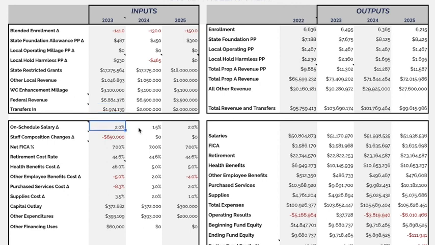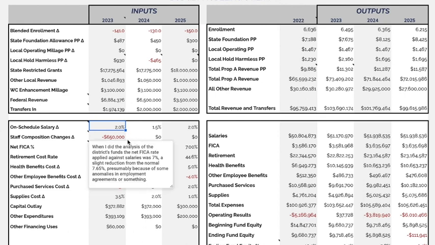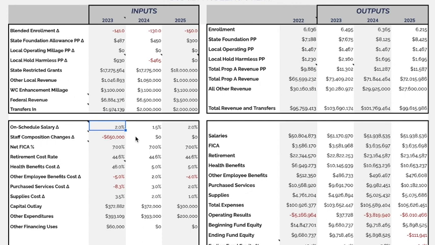We can cover what on schedule means later, but basically it means that the salary grid was increased by 2% everywhere. There were staff composition changes, so this could have been, I think there were maybe 10 to 20 somewhere in there layoffs, and plus you had some retirements and things like that. So that brings some cost out of the budget, a negative number. We have our FICA costs. I think most people know that that's a 7.65, but since we have a certain number of salaries that we pay that are not through normal payroll, the FICA number has to be adjusted down a little bit accordingly.